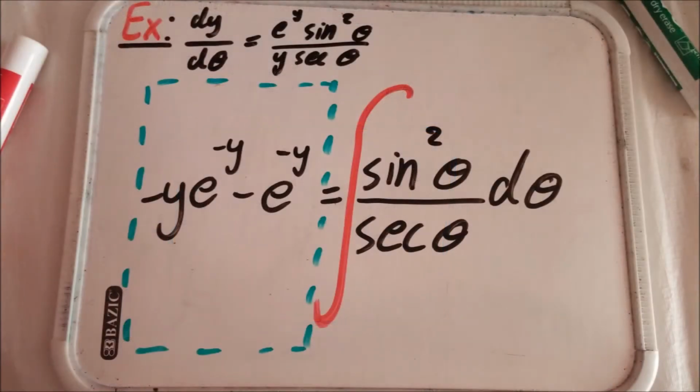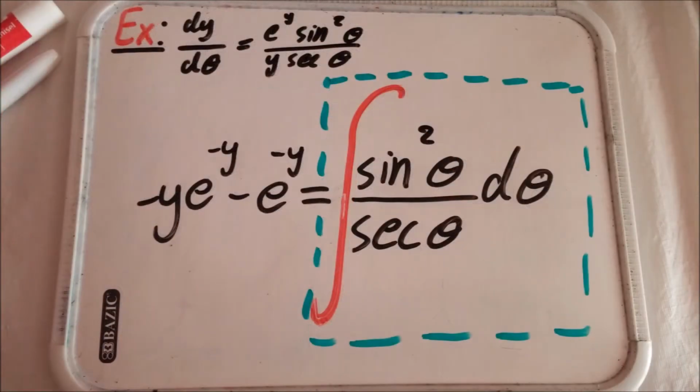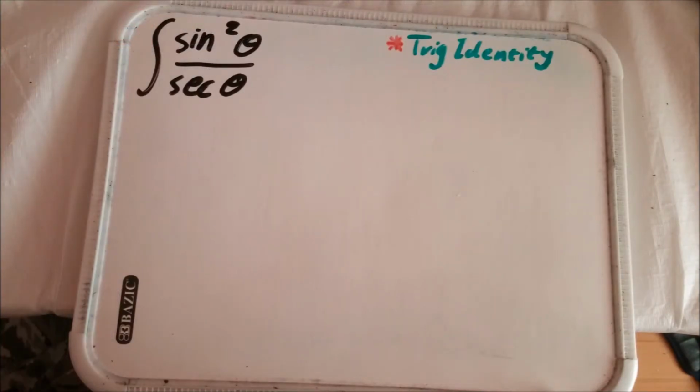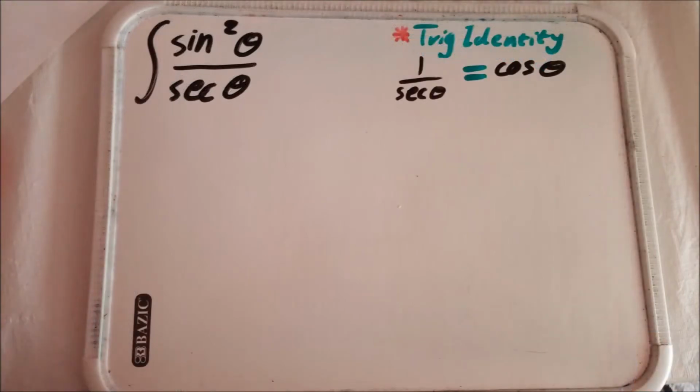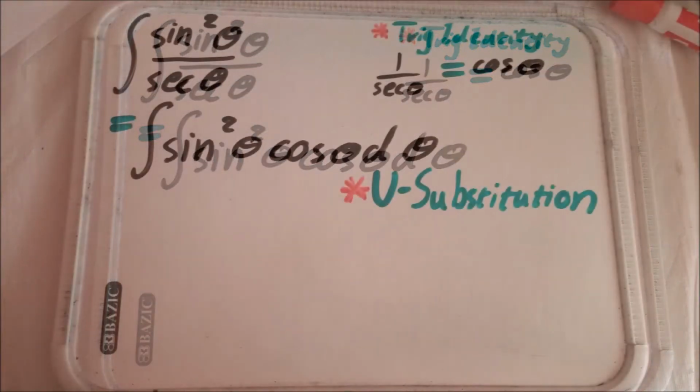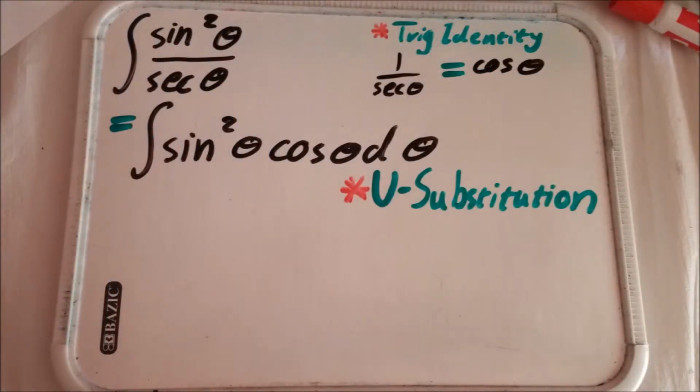Now that we have figured out our left part, let's start working on the right. For our sin²θ over secθ, we can put in some of our trig identities to use. As we can see, 1 over secθ equals cosθ, so we can rewrite that as the integral of sin²θ cosθ dθ. We use u substitution in order to help us solve this.